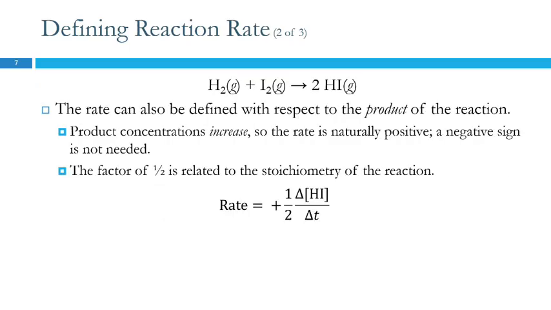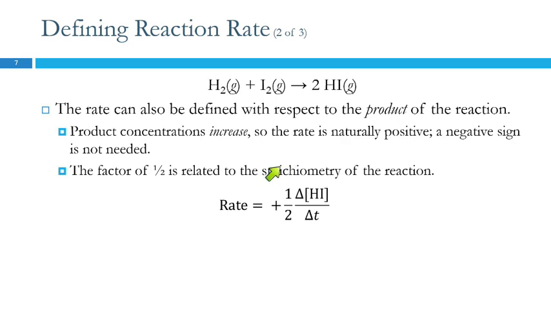We can look at the rate with respect to a product. The products are going to be created, and so their change is going to be positive. So we don't need a negative sign there. It's just going to be naturally positive.